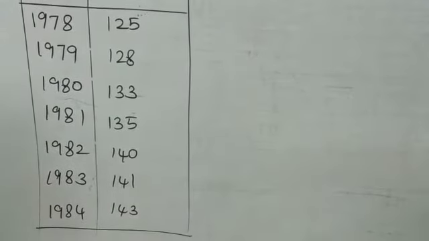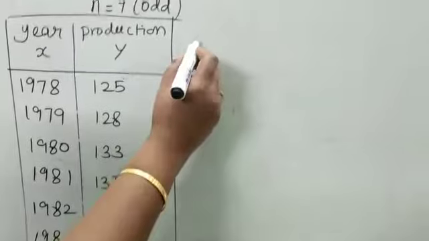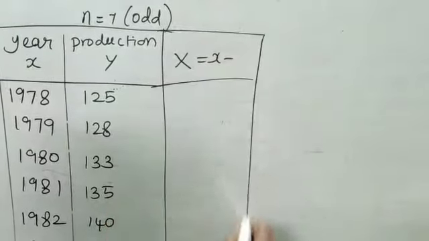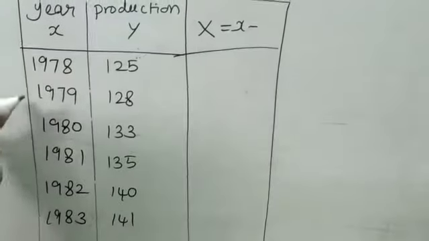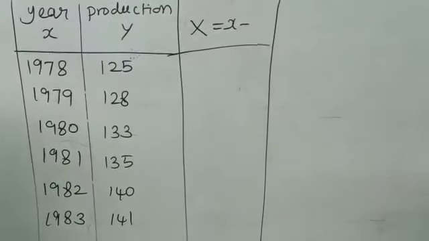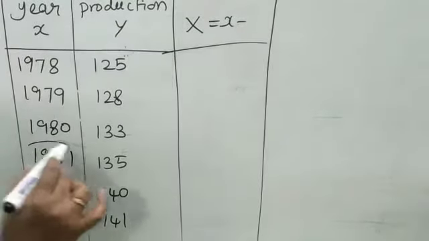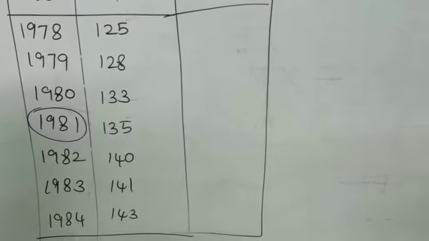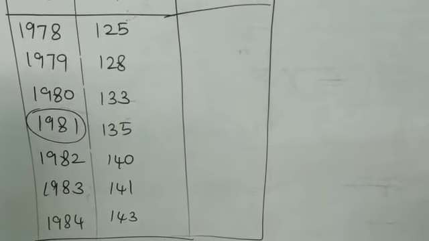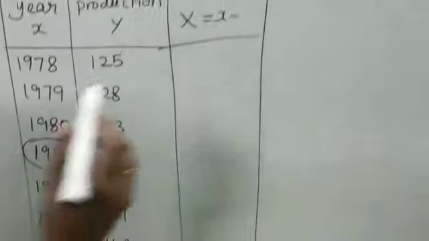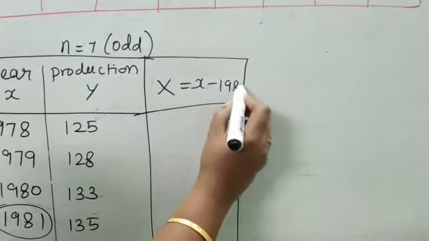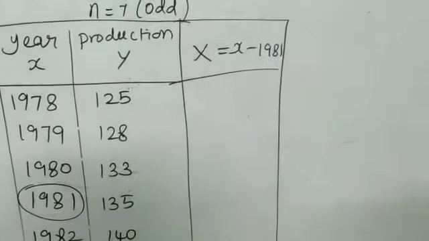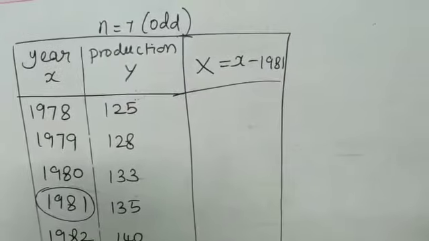Next, we must find our capital X. Capital X is nothing but small x minus the middle value of small x. What is the middle value of small x? It is 1981. Since it's an odd number of data, we take the middle number, the fourth number, that is 1981. Capital X is equal to small x minus 1981.